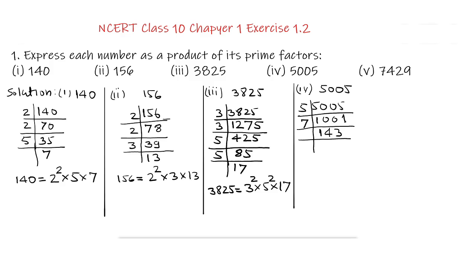Now we go for the next prime, 11. The tip for divisibility by 11 is that if the difference between the sum of the digits at odd places and the sum of the digits at even places is 0 or 11, then it is divisible by 11. So we check it here. 1 plus 3 is 4, and 4 minus 4 is 0, so it is divisible by 11.